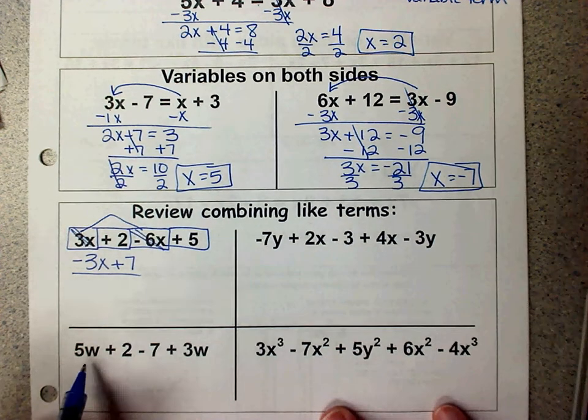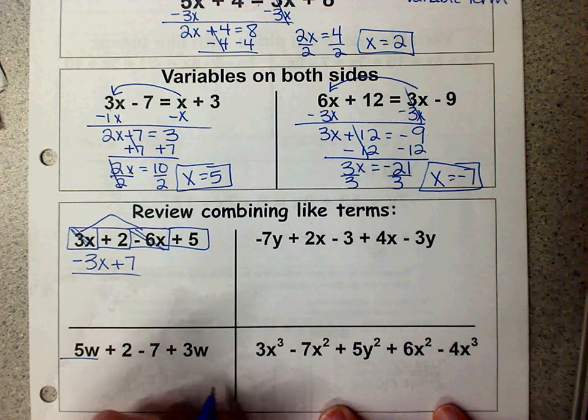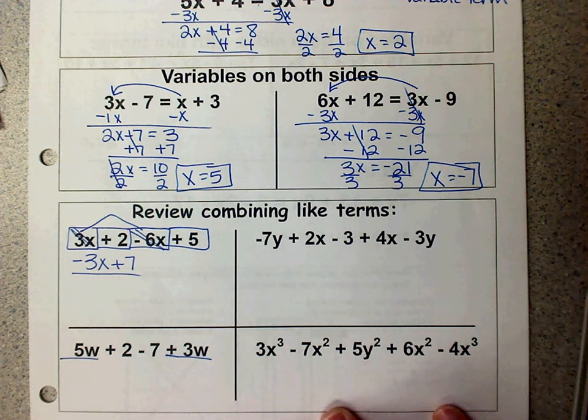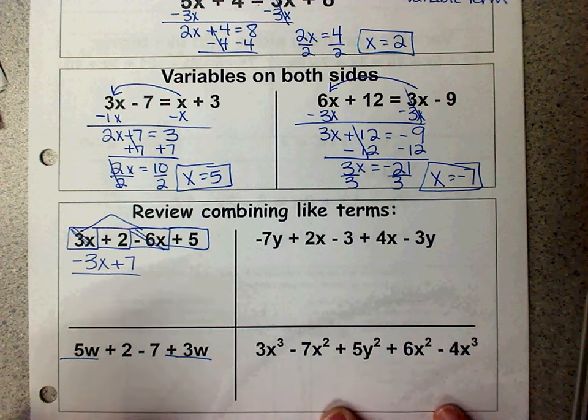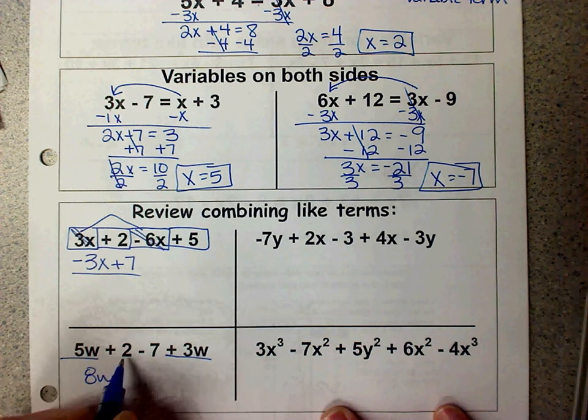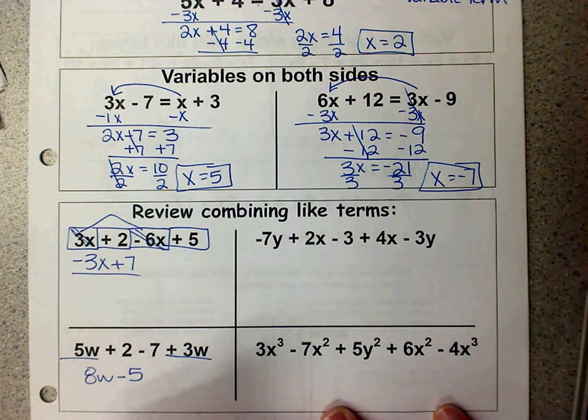I'm going to go down to this one. Okay, so I always start with your variables first. So we're going to combine variable terms first. So 5 plus 3 gives us 8w. And then 2 minus 7 will give us a negative 5. Okay, and then that's simplified.